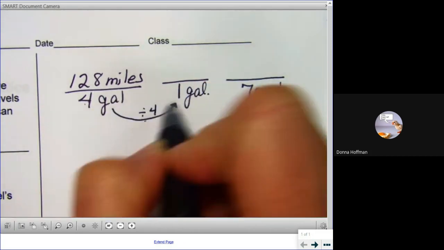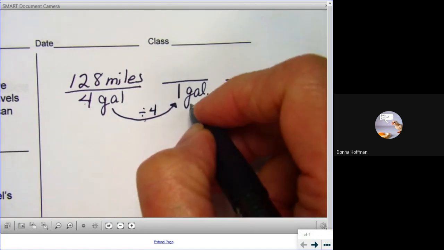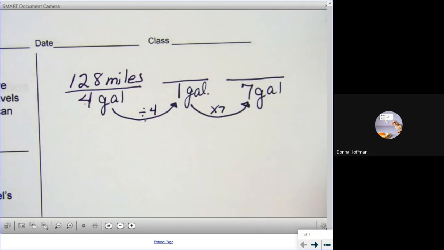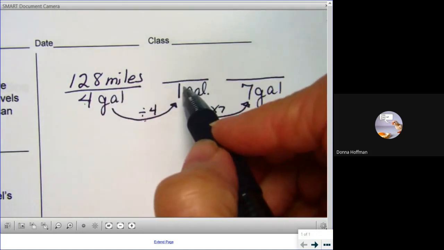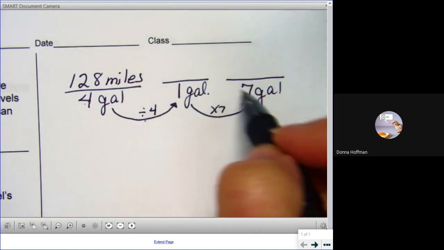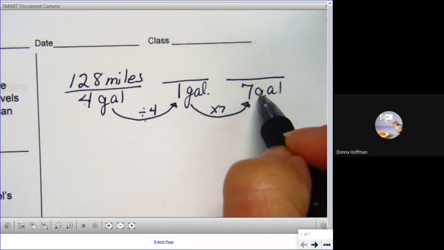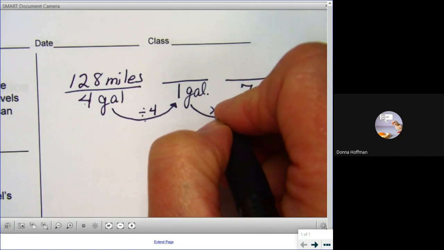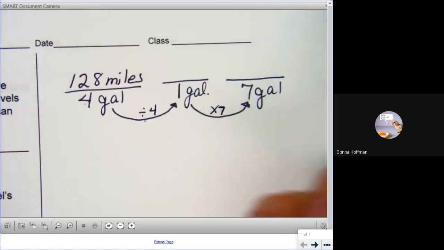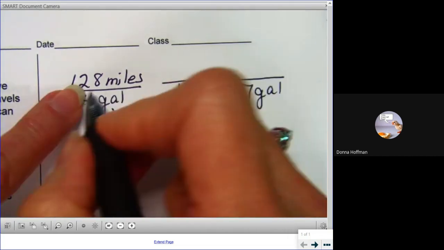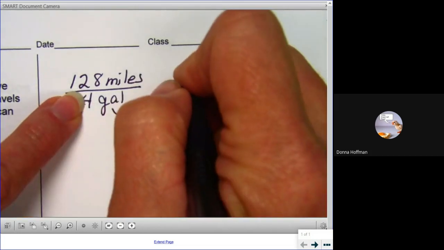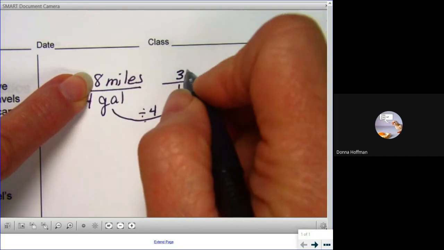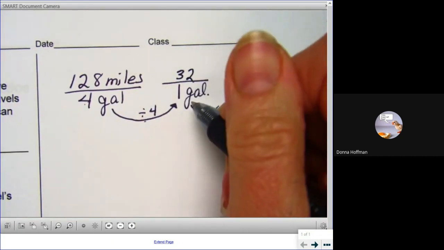So 4 divided by 4 takes me to the 1. And then 1 times 7 takes me to 7. So finding my unit rate, I have to divide by 4. And then increasing to the number that they ask for, I increase it by multiplying by 7. So 128 divided by 4, let's see. 12 divided by 4 would be 3. And then the 8 part of it divided by 4 would be 2. She's getting 32 miles to the gallon.